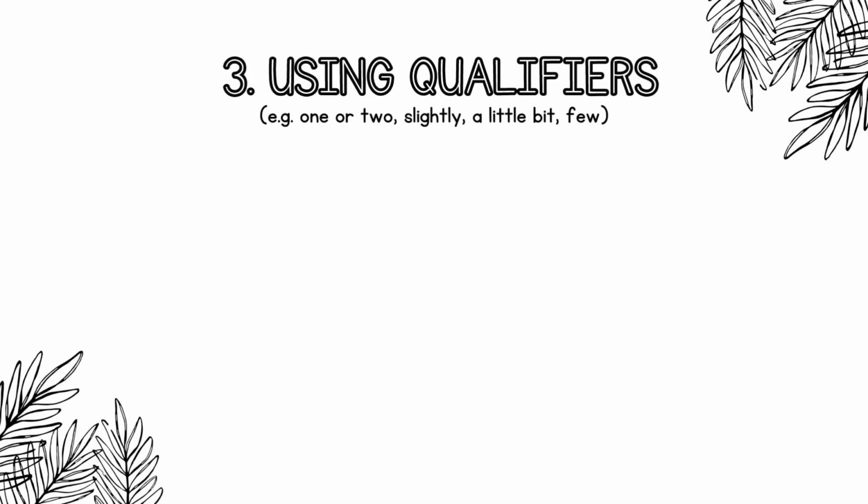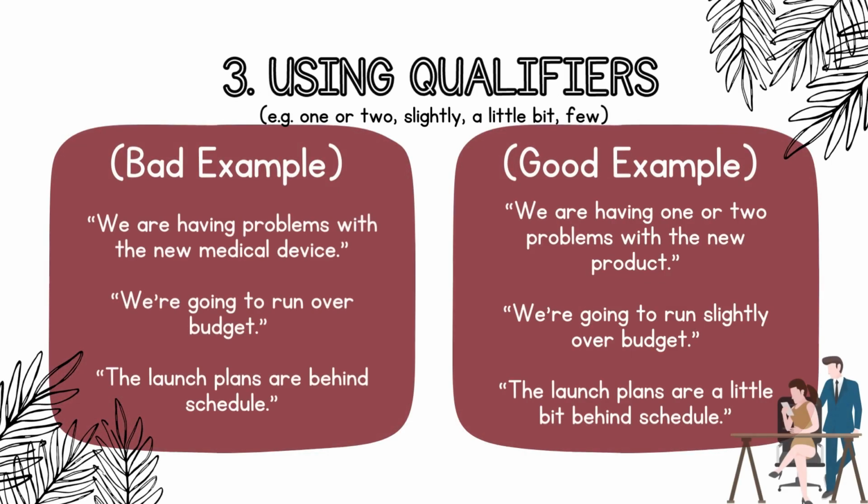Using qualifiers such as one or two, slightly, a little bit, few. Bad example would be, we are having problems with a new medical device, or we're going to run over budget, or the launch plans are behind schedule. Good example would be, we are having one or two problems with a new product, or we're going to run slightly over budget, and the launch plans are a little bit behind schedule.